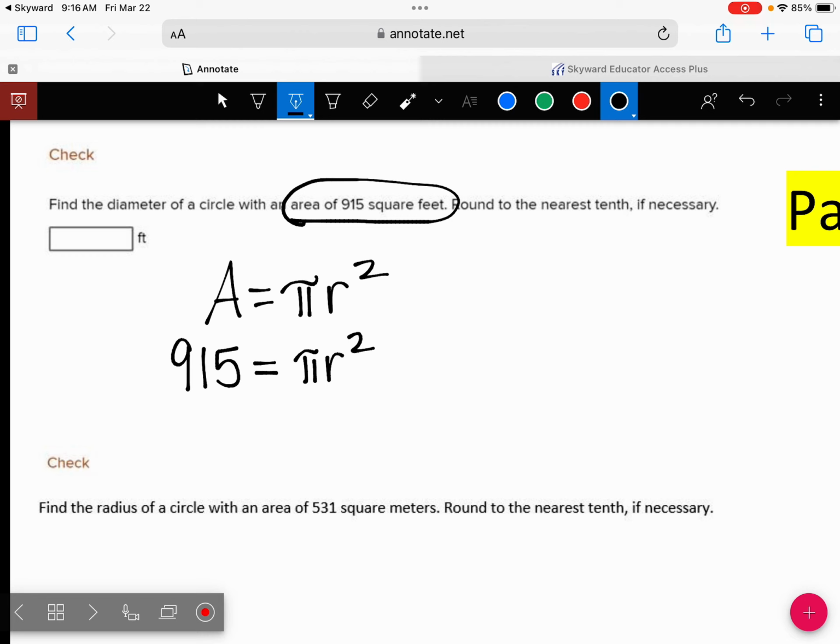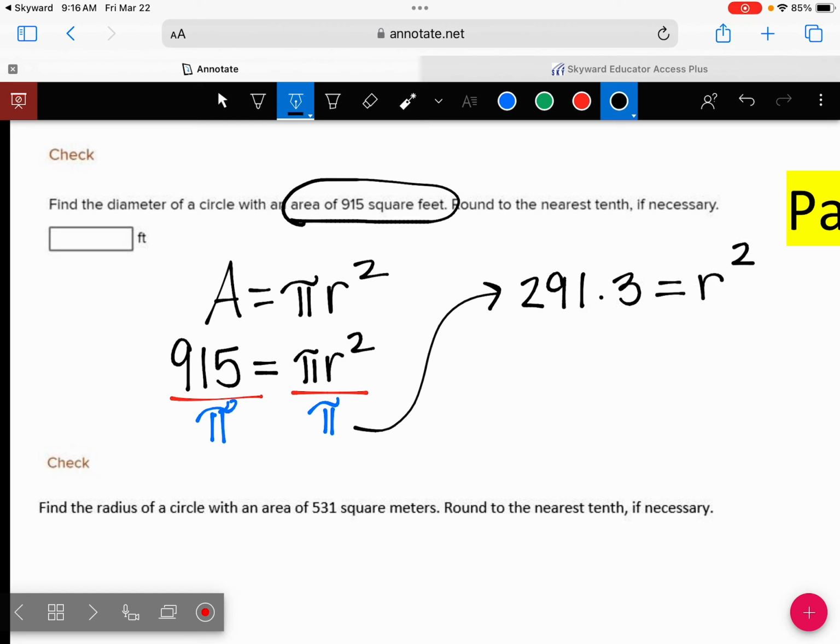Okay, what do I do next to solve for the radius? Divide by pi, yep. So let's divide both sides by pi. So in your calculator, we're going to type in 915 divided by pi. We get a decimal, and that's okay. You should get 291.3 equals radius squared. It said 0.25, but I rounded the 2 to a 3.